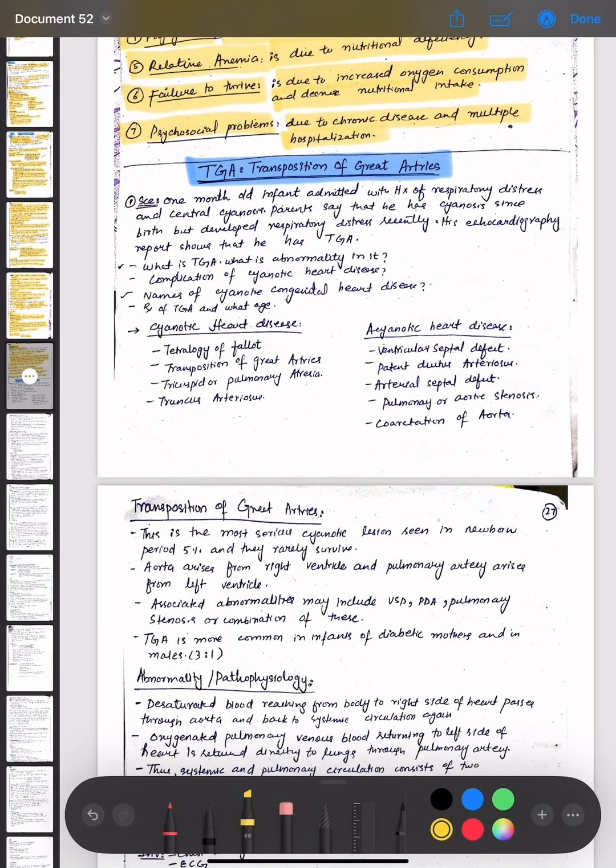So we have started the pediatric subject and we have discussed some units, and now we have started the CVS. In CVS we have discussed the tetralogy of Fallot. Now we are going to start this topic, that is transposition of great arteries.